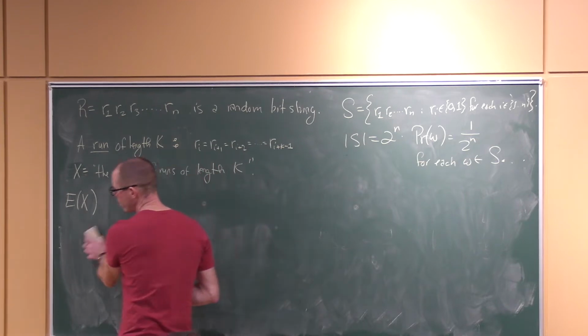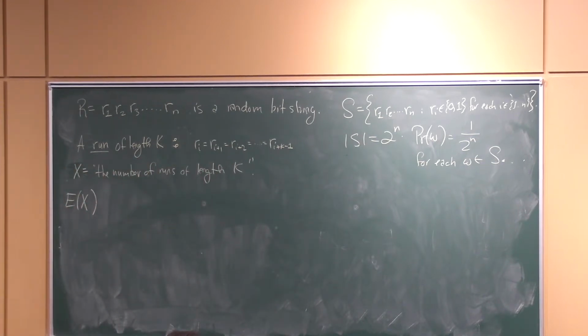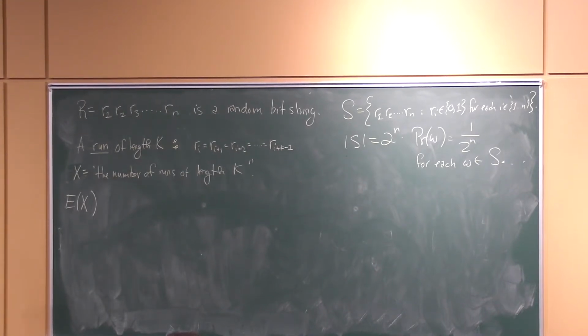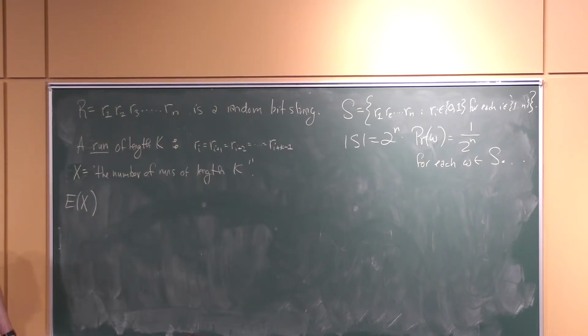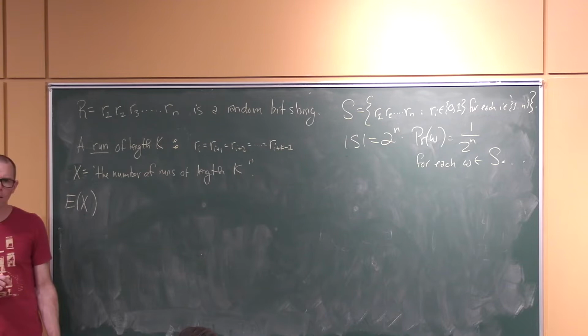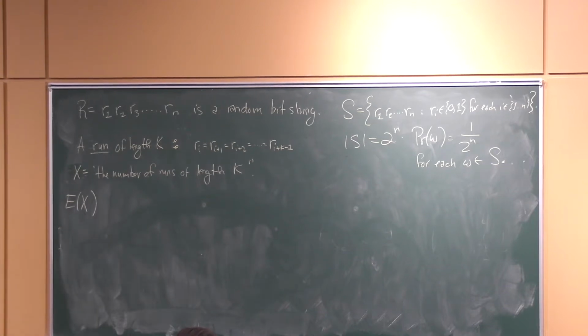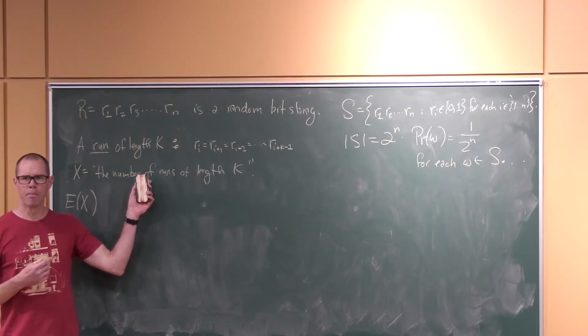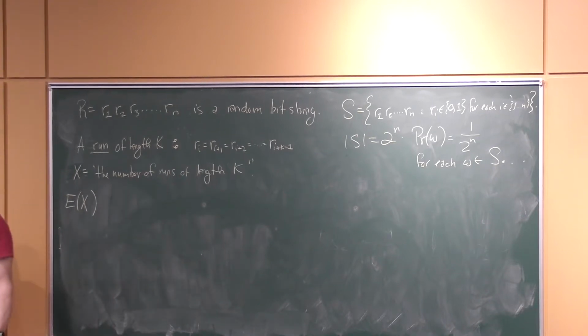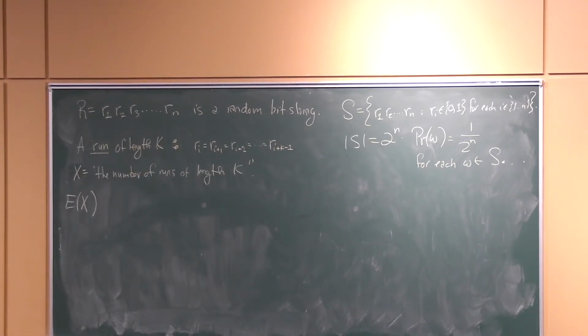So I want to know what the expected value of x is. Looks hard, right? Since this is a lecture about indicator random variables, we should think about whether we can break x down into simpler things, little indicators. And usually the clue is when someone asks you, what is the number of times something happens? That usually means there's an indicator variable that you can define for each time that it happens.